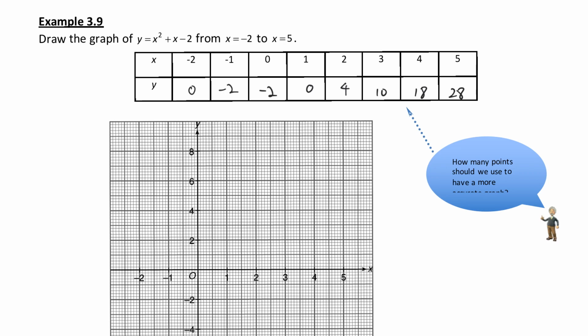By computing this table, we can find several pairs of x and y coordinates which satisfy this graph. Let's plot it. When x is equal to -2, y is equal to 0; x is equal to -1, y is equal to -2; x is equal to 0, y is also equal to -2, and then we can plot it by using the several points. The shape is like that, and the equation is y is equal to x squared plus x minus 2. This is the shape of the parabola.